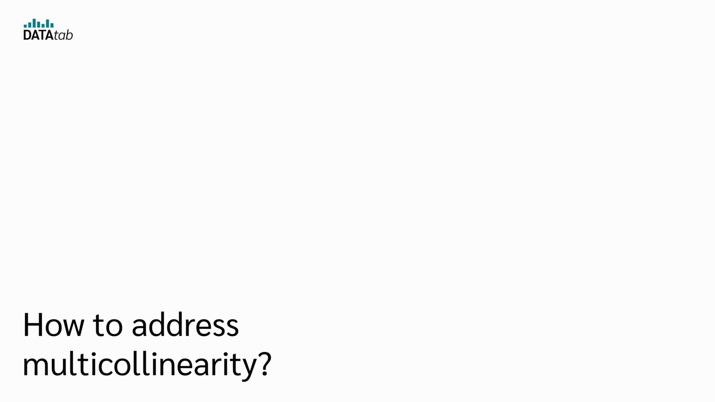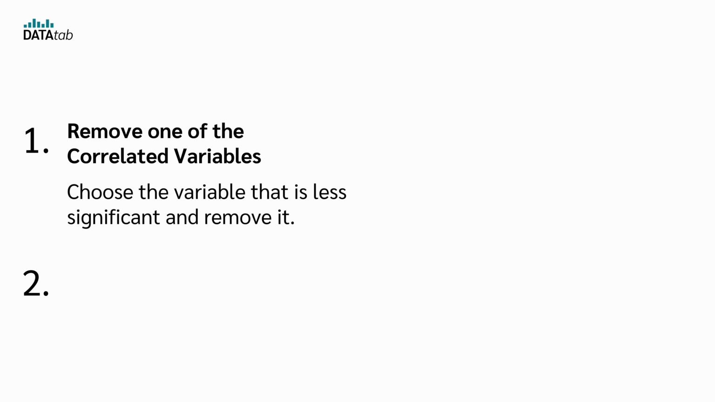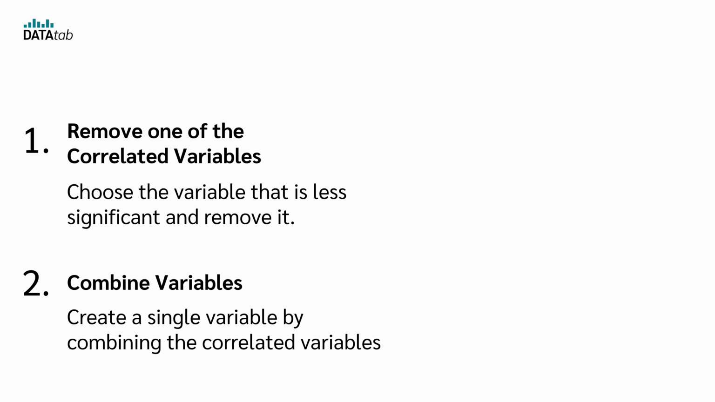Okay, but how to address multicollinearity? There are two common ways to address multicollinearity. Number 1, remove one of the correlated variables. So choose the variable that is less significant and remove it. Or number 2, combine variables. Create a single variable by combining the correlated variables, e.g., taking an average.